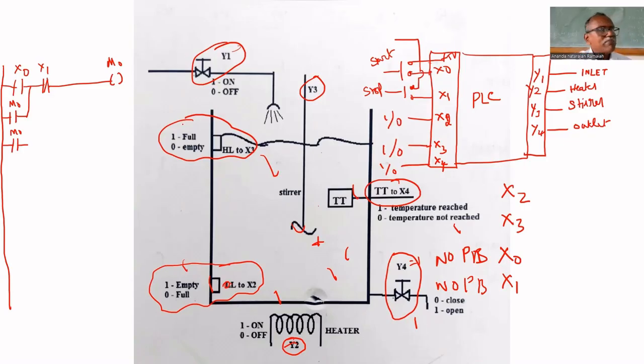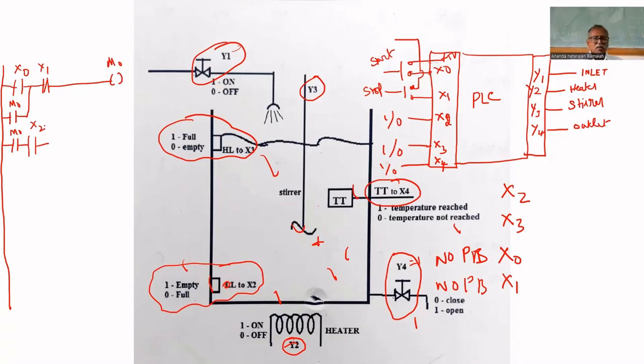Whether the tank is empty or not, for that X2 will give 1. Therefore, you put the M0, the program is running. Then the next thing is X2, if you put, the tank is empty. M0 is 1, X2 is 1, then we can open the inlet valve.